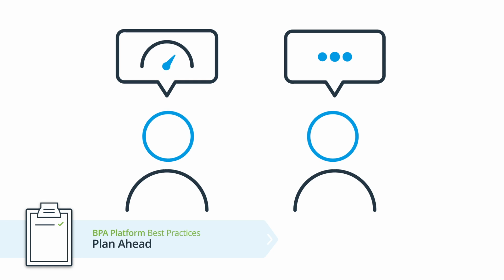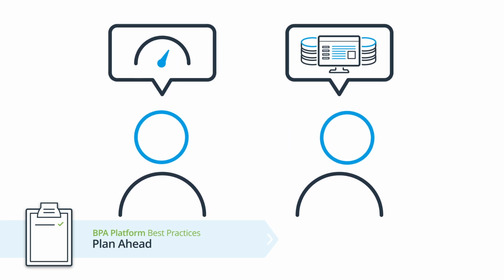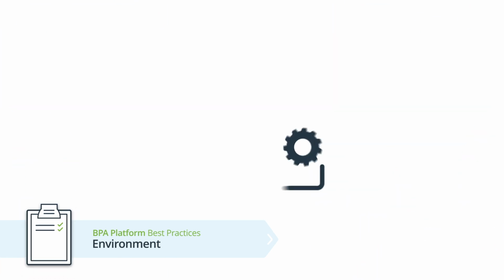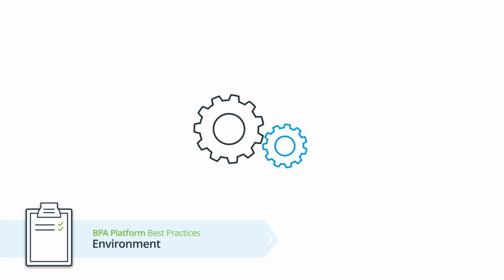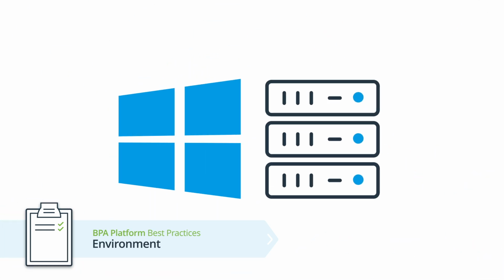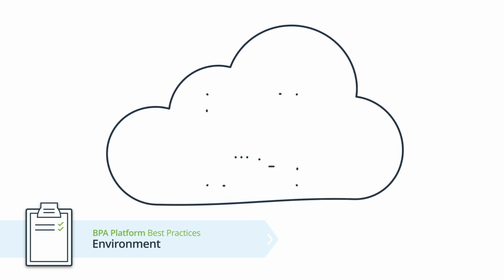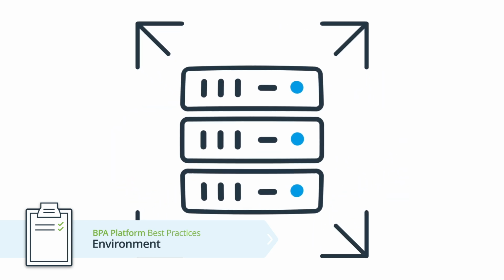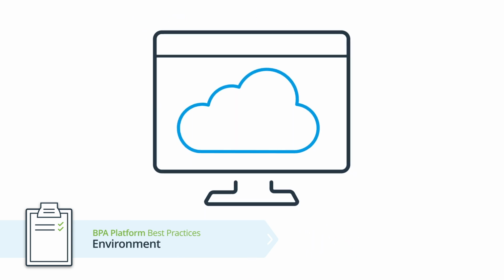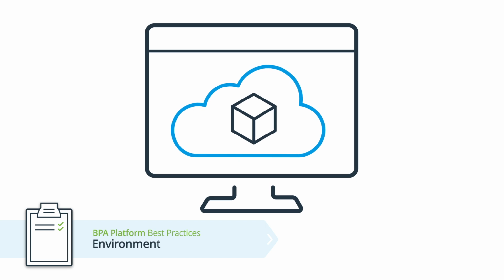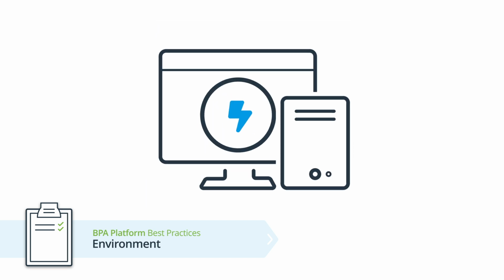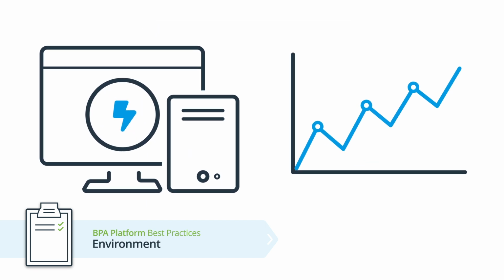Discuss performance expectations and infrastructure with your customer. BPA Platform runs as a Windows service on Windows Server, which can be cloud or on-premises. Ensure suitable hardware for scalability, particularly for cloud or VM environments. Align the hardware with the workload.